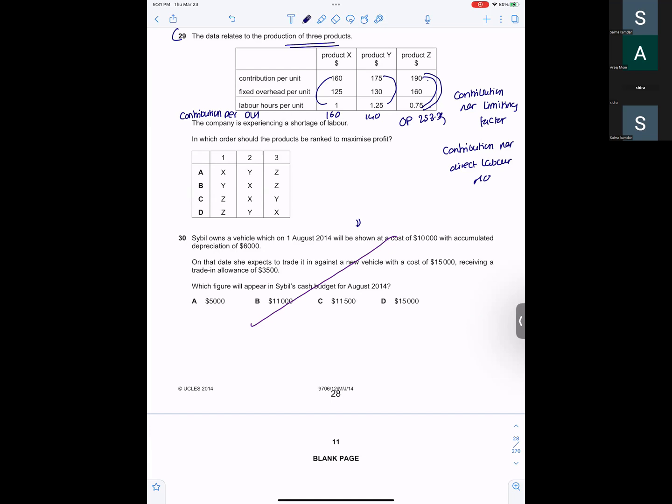In which order should you make the products? Z, X, Y. So which order? C. Done.